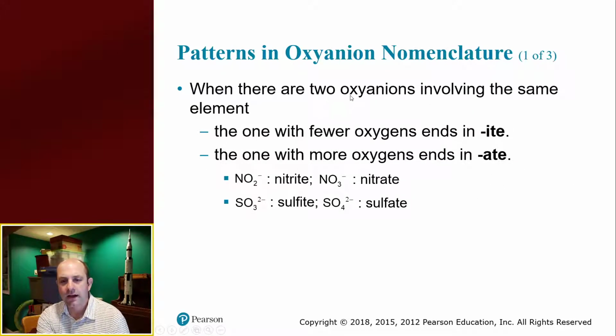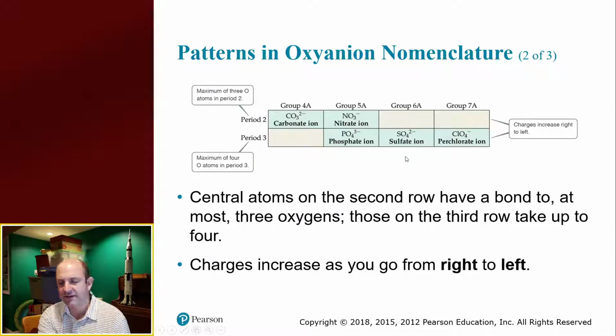All right. Now, how do we know that? Well, you notice I switched to ite there at the end, because if we have to memorize a bunch of these, how are we going to know the pattern? So if you have two oxyanions, meaning an element with oxygen, and they have the same element, the one with fewer oxygens ends in ite, the one with more oxygens ends in ate. So nitrite is NO2, nitrate is NO3. Sulfite, SO3, sulfate, SO4.